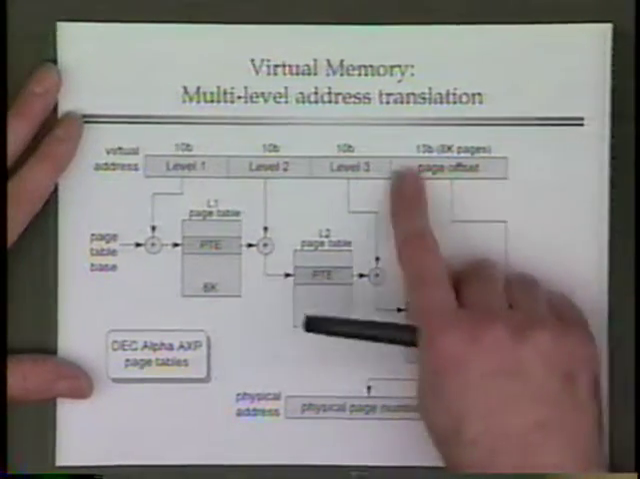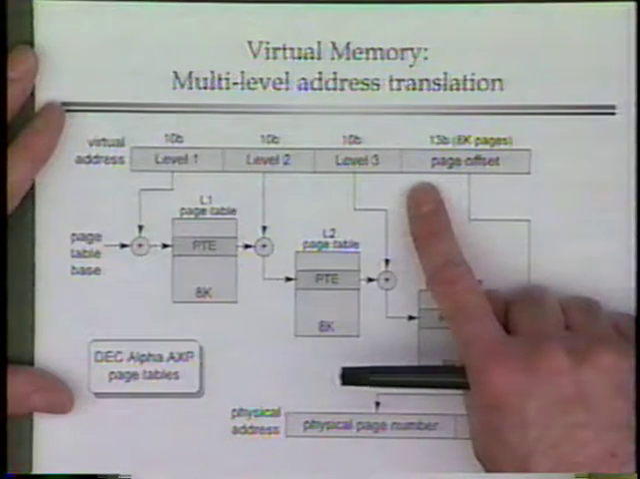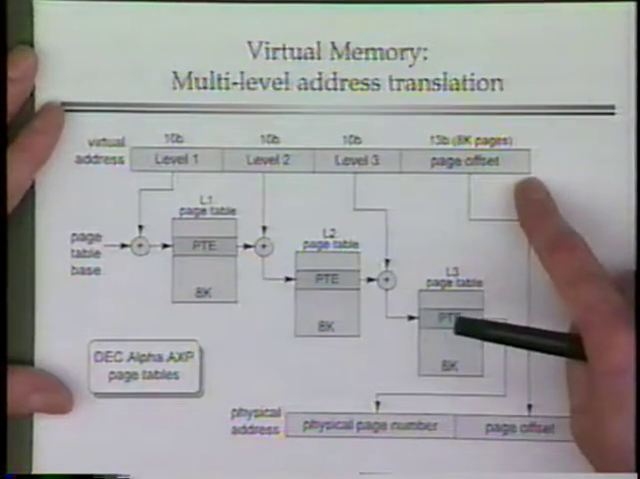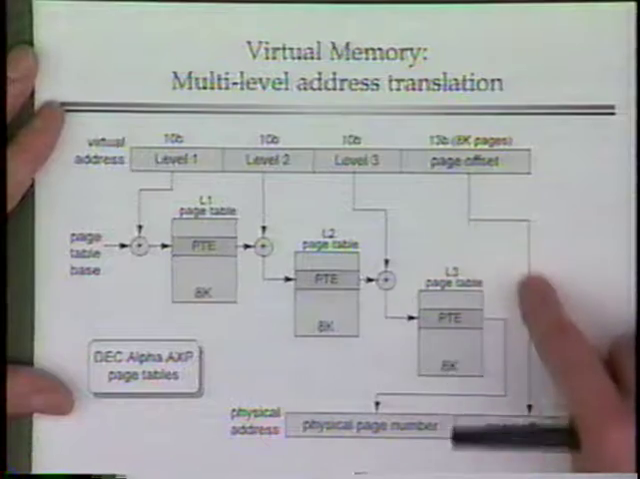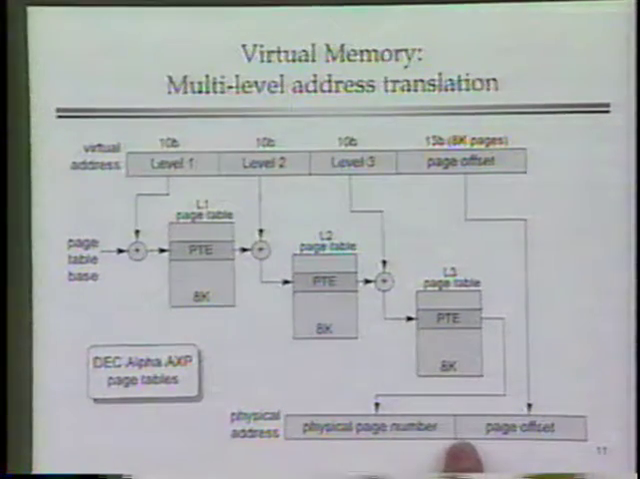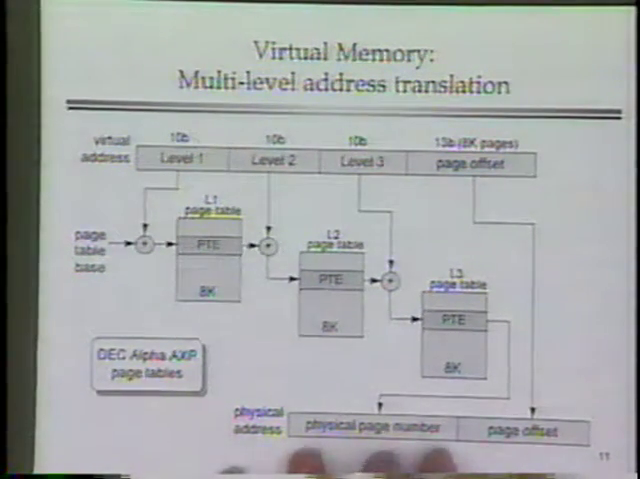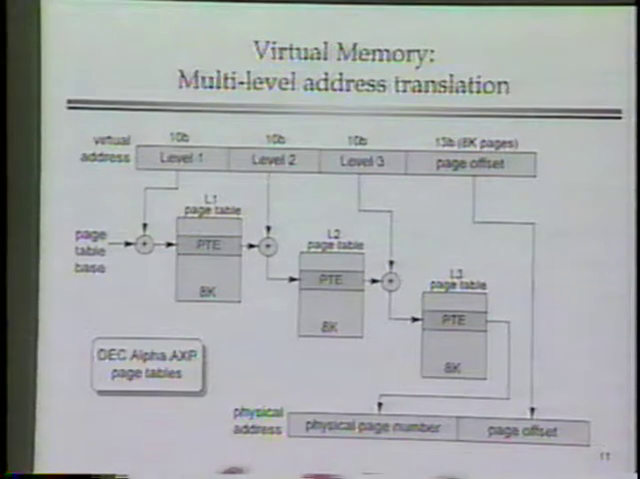Basically, you still have this page offset. Down at the end, they have 8K pages, so their least significant 13 bits avoid the page table translation entirely and will be concatenated later onto the physical page number that this multi-level table will eventually produce.